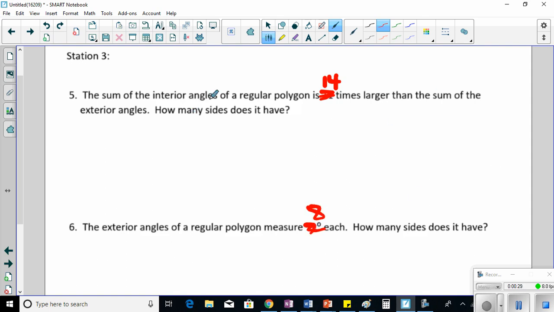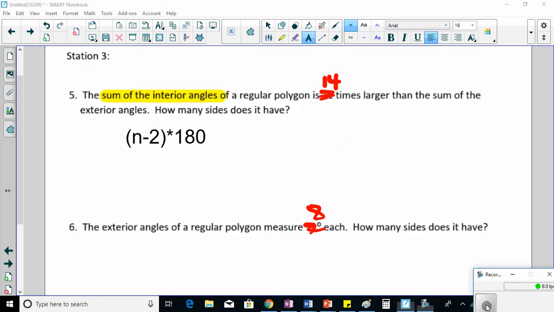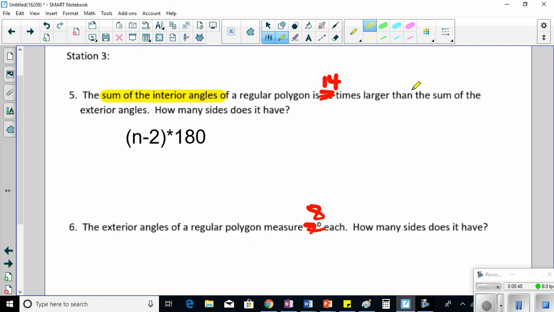All right, so in my problem, the sum of the interior angles is 14 times larger than the sum of the exterior angles. Okay, so there's 2 parts to this problem. One, we're talking about the sum of the interior angles. The sum of the interior angles is always n minus 2 times 180. That's the sum of the interior angles. It's 14 times more than the sum of the exterior angles. Well, the sum of the exterior angles is always the same thing. That's always 360. So when I have this n minus 2 times 180, that's got to be 14 times more than 360. So that's got to be equal to 14 times 360.